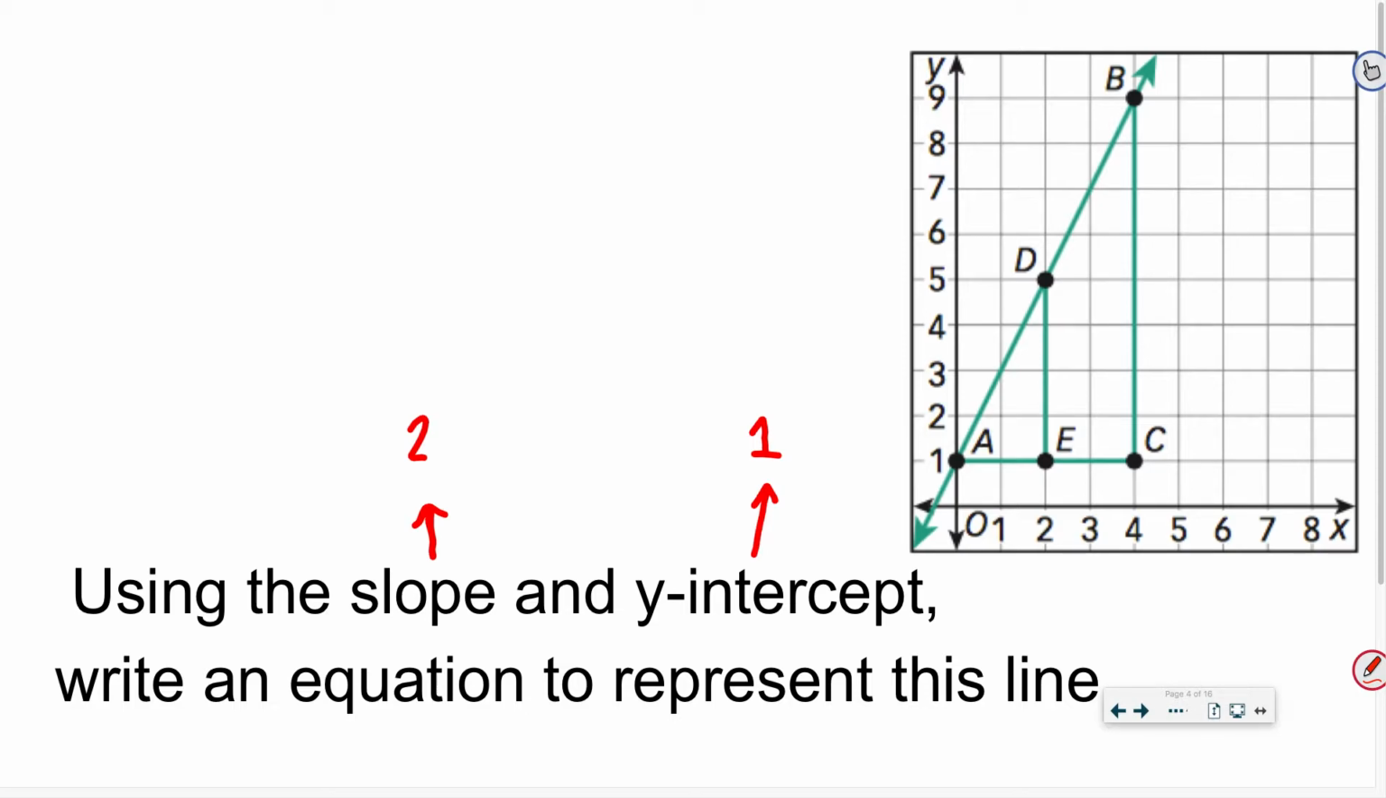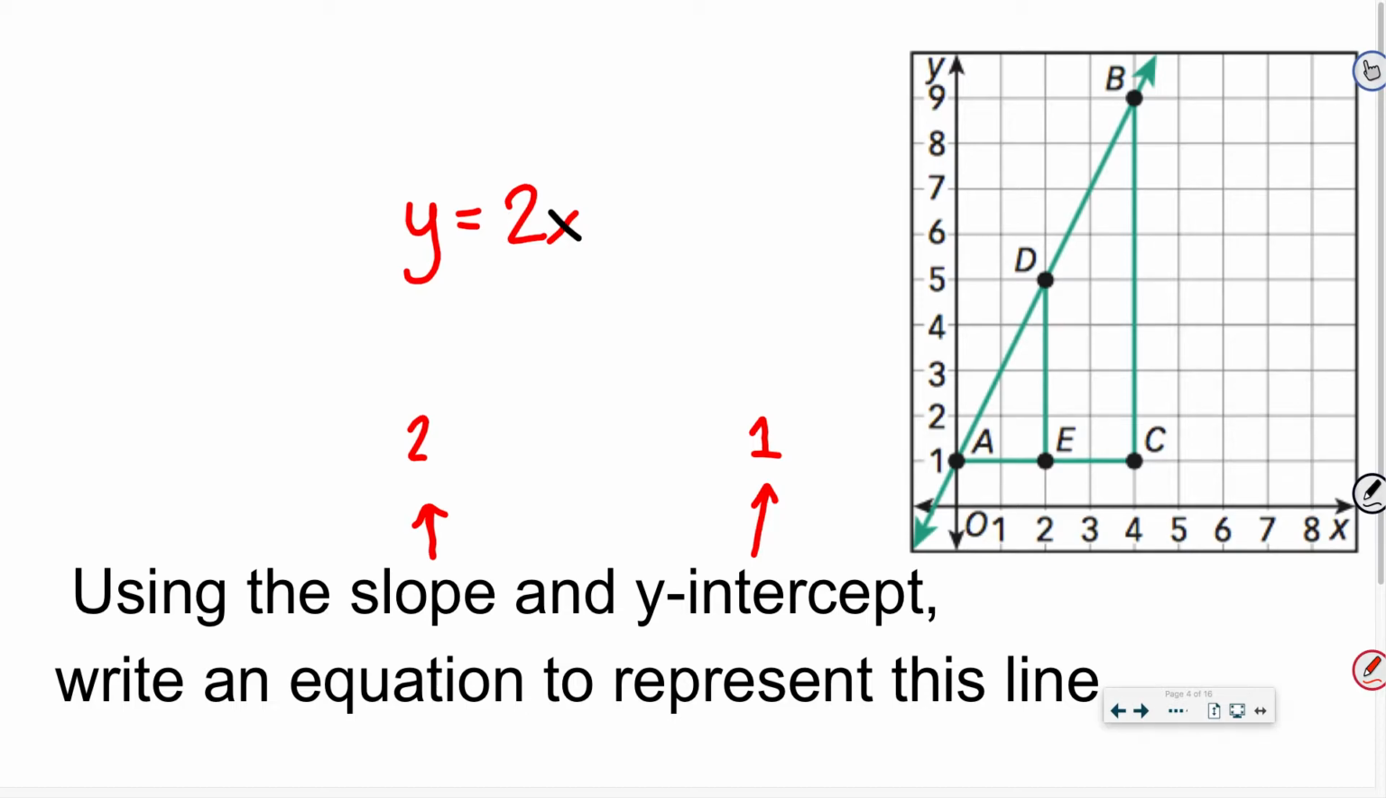And for those of us that are having a hard time developing it, I want you to think about this. What's happening every time we increase our x value by 1? What's happening to my y value? It's going up by 2. So what would that look like in an equation? Y equals 2x.